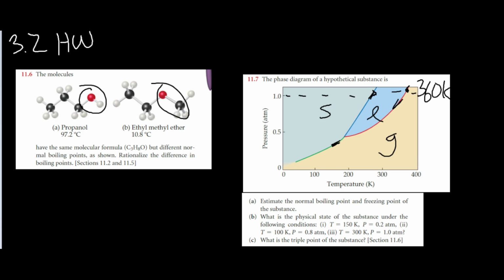It's around 250, 260, 240, like mid 200s. And that is our answer for A. So for B, it's asking for the physical state of the substance under the following conditions. For 1, we're given 150 Kelvin and 0.2 atmospheres, and that would land neatly in gas. For 2, 100 Kelvin, 0.8 atmosphere, that would be in solids. And the last one, 300 Kelvin and 1 atmosphere, that would be a liquid.